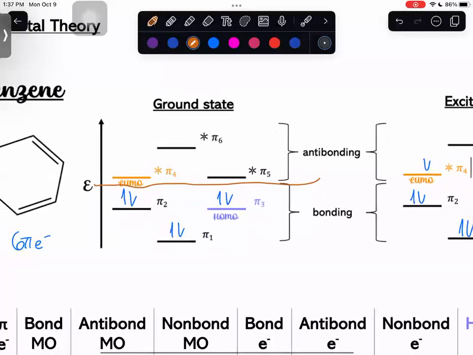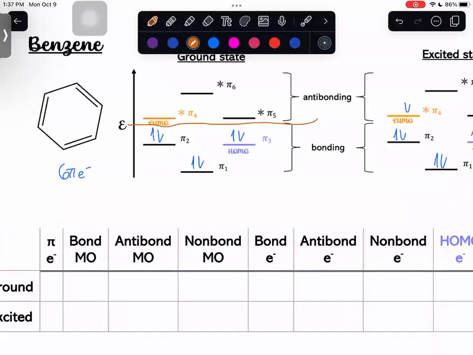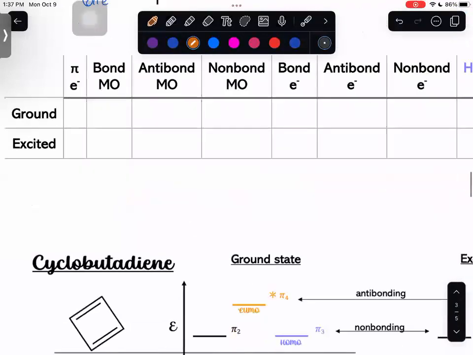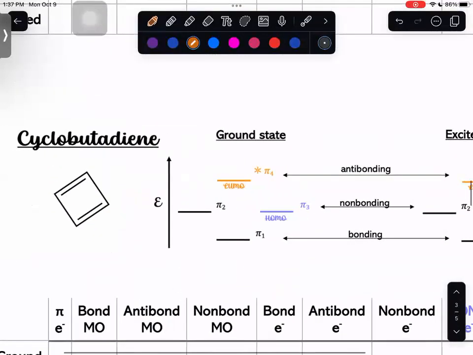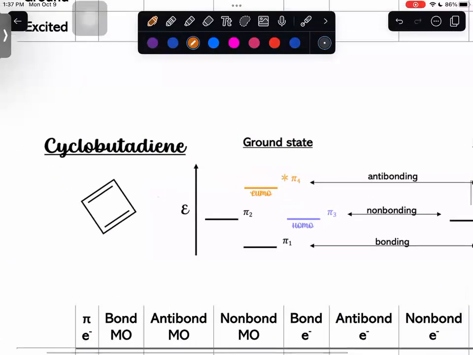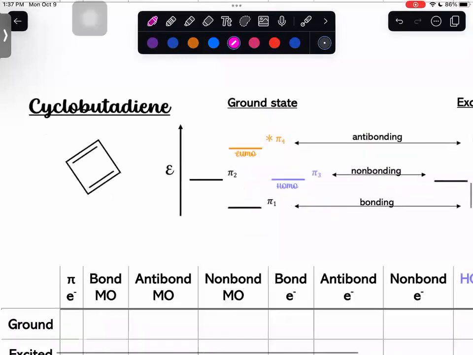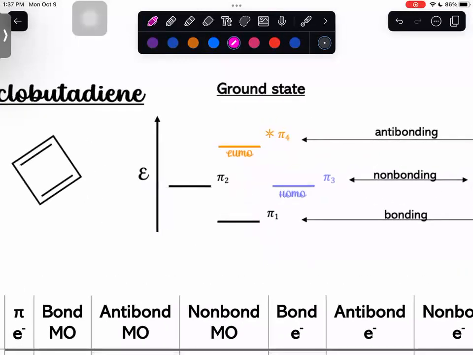Now, it's going to get a little bit more tricky when we get to this guy, cyclobutadiene. In this case, we have an even number of orbitals because we have 4 sp2 carbons. How many pi electrons do we see? 4. Now, again, we always start from the bottom to the top, so 1, 2, and then, oops, this is supposed to be 3, and this guy was supposed to be 2.